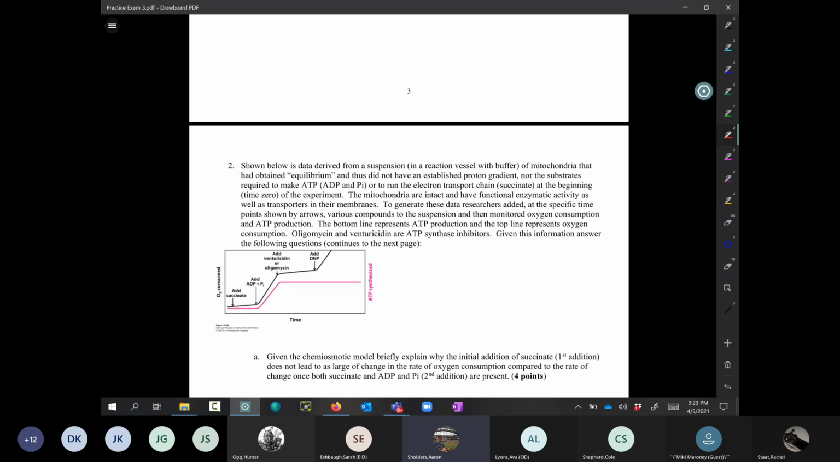To generate these data, researchers added at the specific time points shown by arrows various compounds to the suspensions and then monitored oxygen consumption and ATP production. The bottom line represents ATP production and the top line represents oxygen consumption. Oligomycin and venturicidin, I honestly doubt that's how you pronounce it, are ATP synthase inhibitors. Given this information, answer the following questions. Okay, continue to the next page.